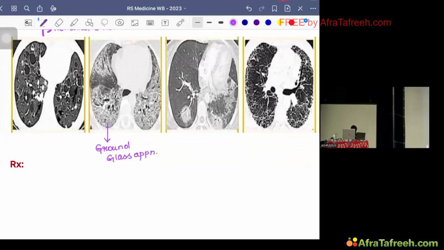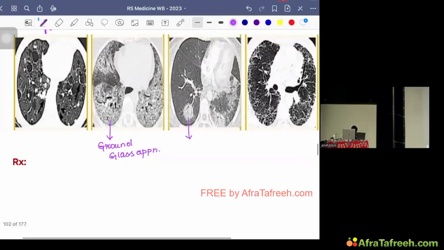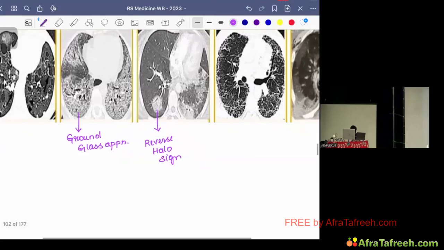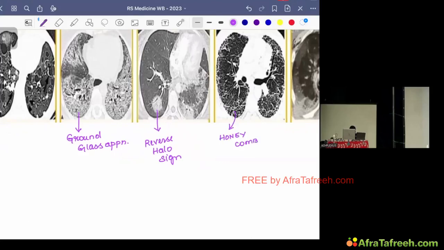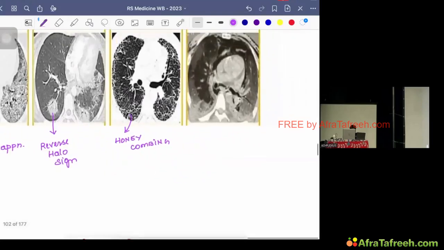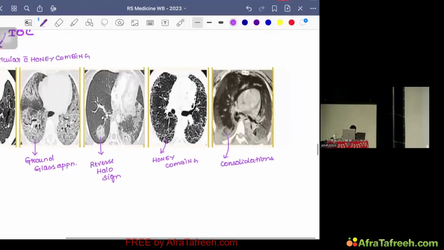Then next you are going to see this pattern, which is called the reverse halo sign. And here also you can see the honeycombing. Then you can see a pattern like pulmonary edema. So this is the consolidatory pattern. These are the different patterns you get to see in the CT scan.